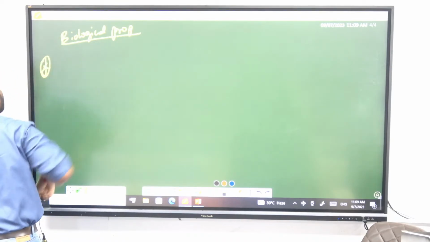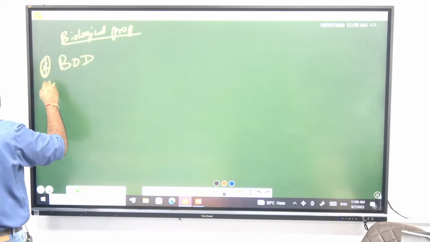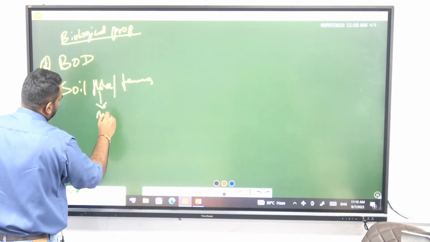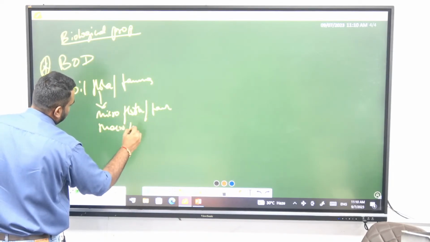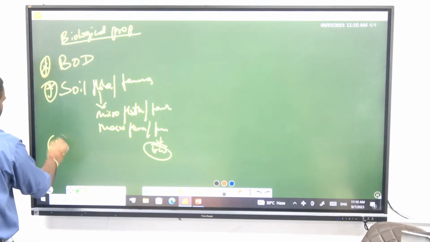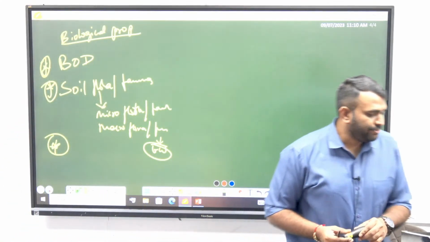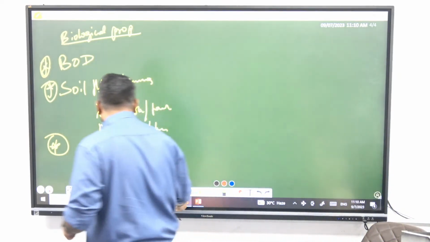Yes, Rohan, what are the biological properties of soil? No idea. See, for example, BOD, biological oxygen demand. For example, soil flora and fauna. Here it is about micro flora or fauna and macro flora or fauna, for example earthworm, correct? Depending on this, we have other associated properties. Here you should know the importance of biological properties and why they are a better measure compared to other parameters. So you should know this basics about soil biology and soil health as a concept.